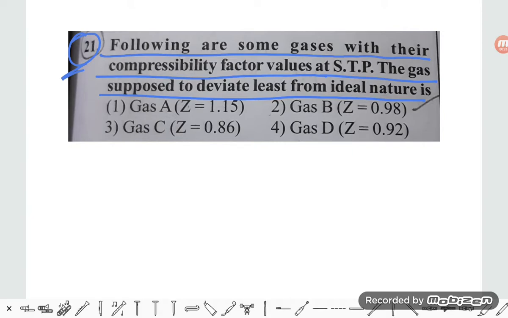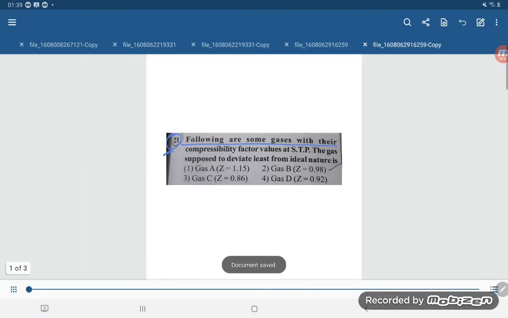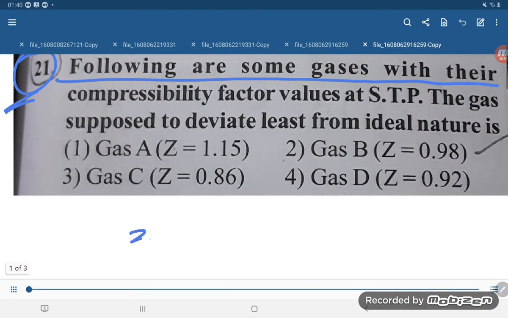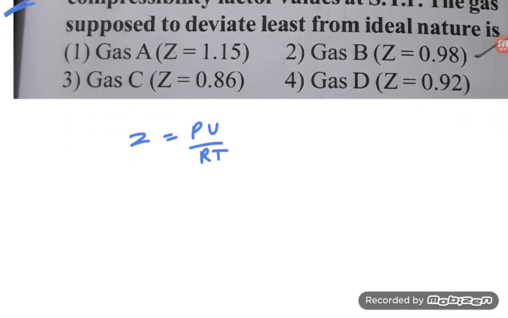So dear student, first you have to understand what the compressibility factor is. The compressibility factor Z is equal to PV upon RT, right student? Now in this, there are three possible values of Z: one where Z is greater than one, one where it is equal to one, and one where it is less than one.